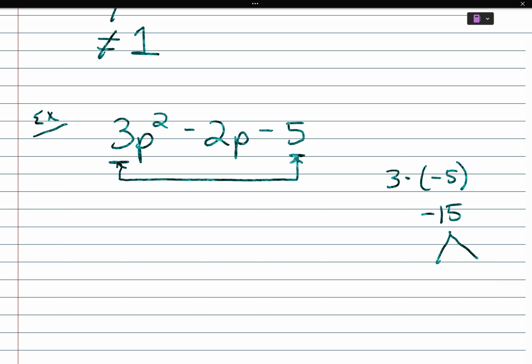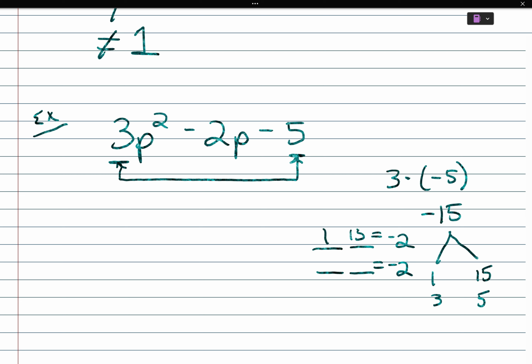The next thing I'm going to do is list the possible factors for 15. I know 1 and 15 are factors, 3 and 5, and I believe that's it. Now I must say to myself, I know 1 times 15 makes 15 and 3 times 5 makes 15. But if I add or subtract those two, will I get that middle value of -2? -2 by adding or subtracting. So I'm going to give it a try.